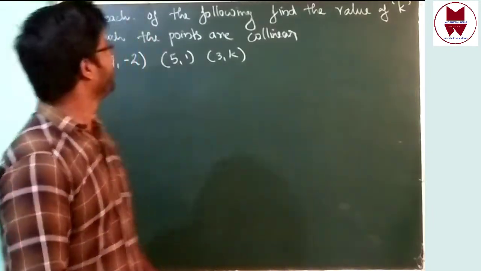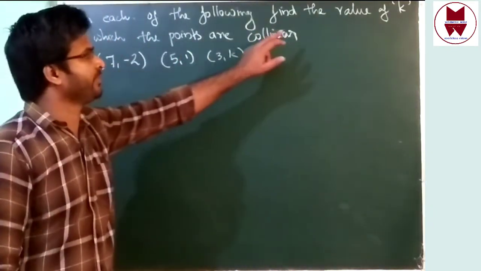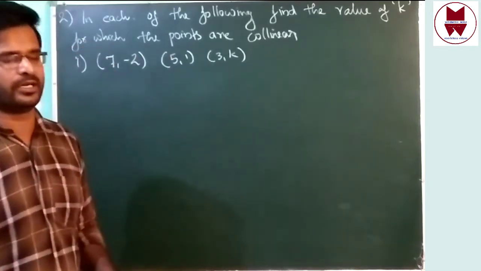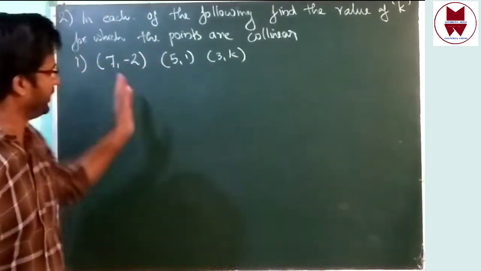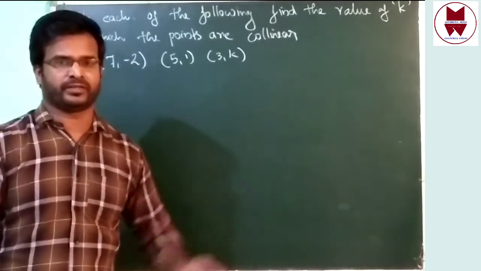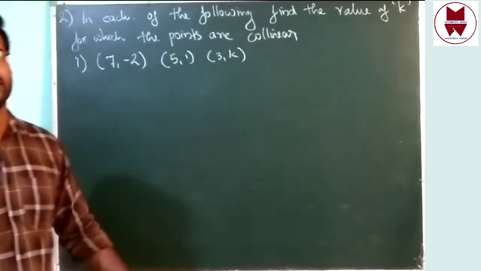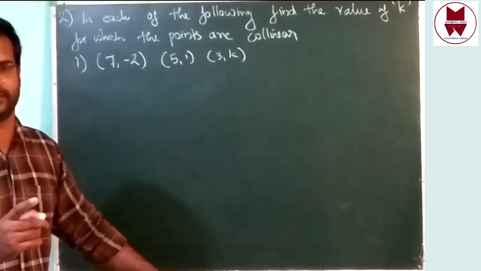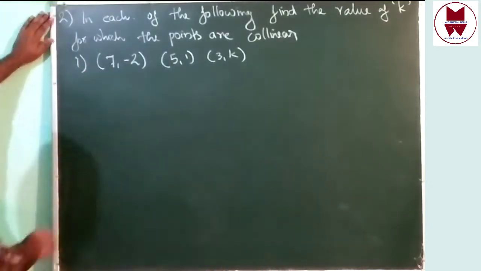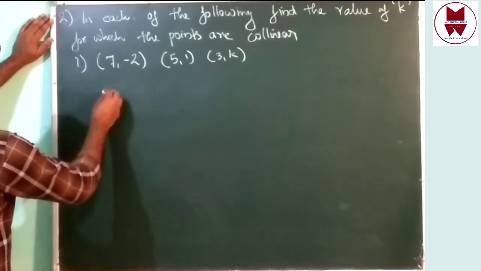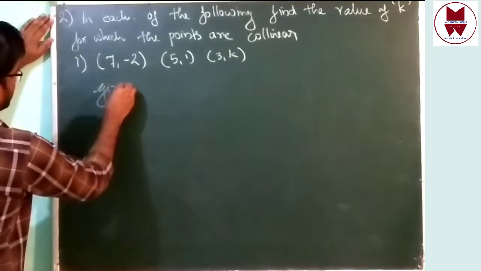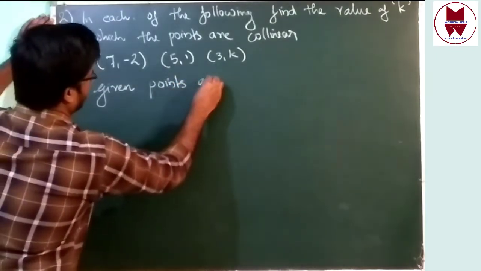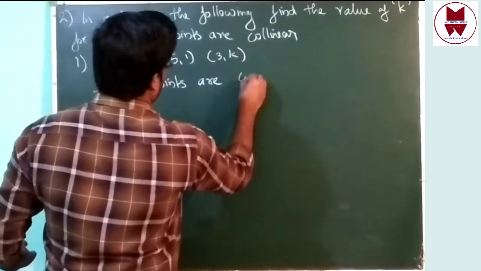Question number 2. In each of the following, find the value of k for which the points are collinear. Already given in here some points, 3 points, that points are collinear, isn't it? Then what is collinear points? That is 3 points on a straight line, isn't it? Then we can write given points are collinear.